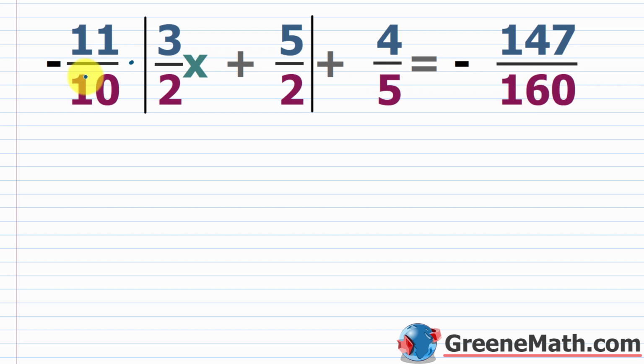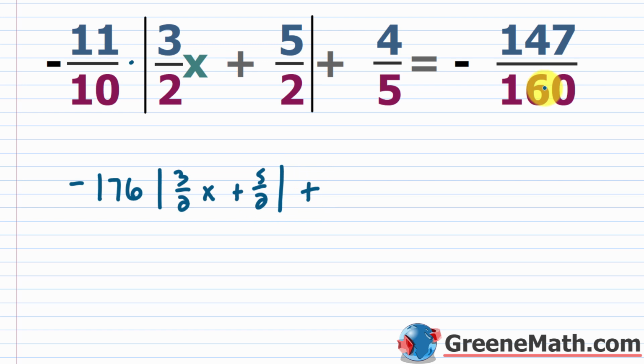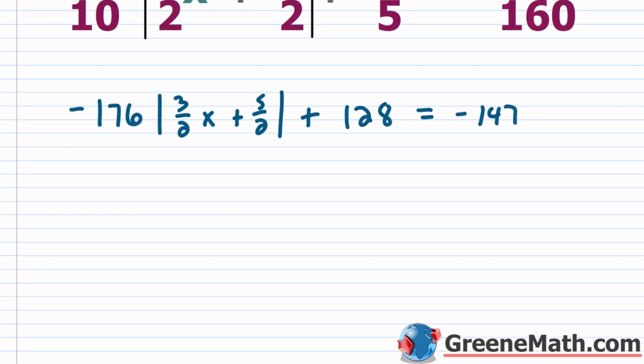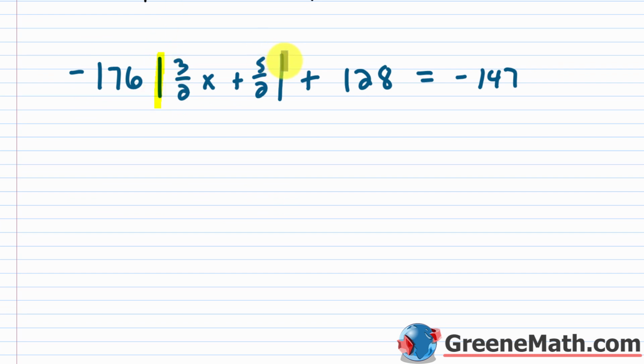And so 160 times this guy right here, 160 divided by 10 is 16, and 16 times 11 is 176. Let me put negative 176 times the absolute value of, you have this 3/2 x plus 5/2, and then plus, if I go 160 divided by 5, that's 32, and 32 times 4 is 128, and this would be equal to, over here, this would be negative 147, because again, I'm multiplying by 160. Okay, so this is all set up. I don't have any fractions anywhere except for inside the absolute value bars, which we'll deal with later on. Let me slide down here.